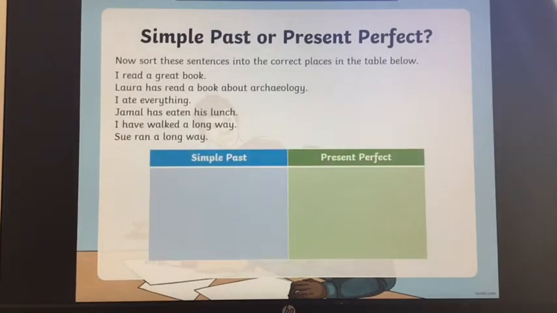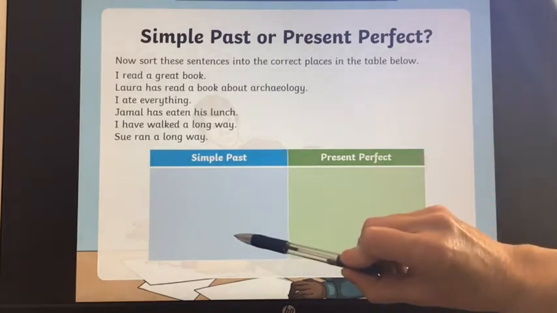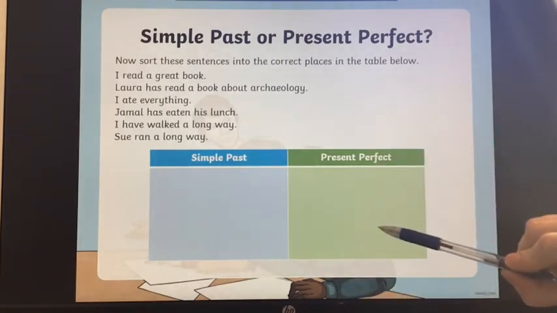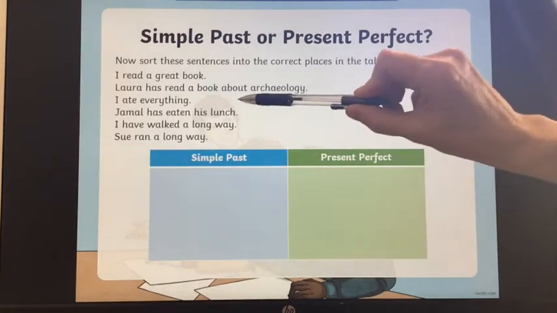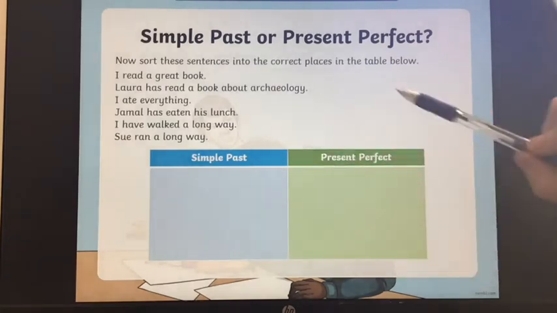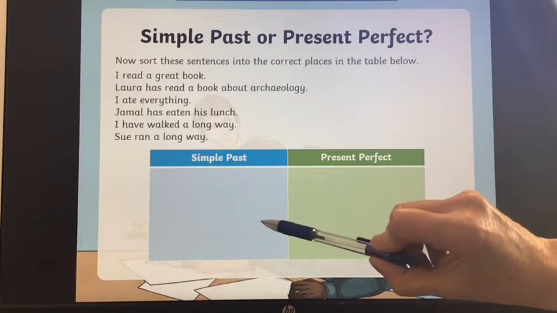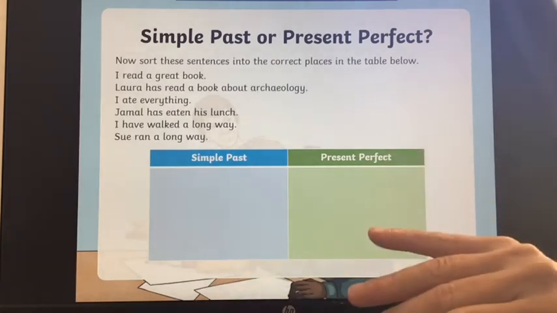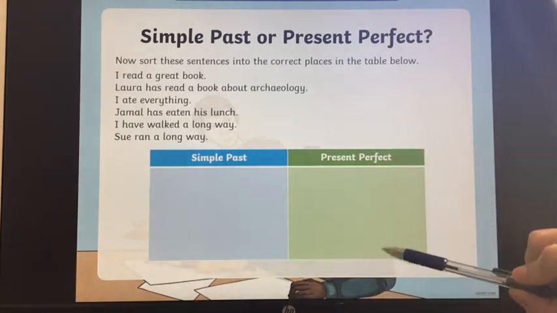What you need to do is draw another chart, put the simple past tense and then the present perfect tense, and try and sort these sentences, there'll be 3 this side and 3 that side, into the tense that they are written in. Remember, the simple past is something that happened and is finished. The present perfect is something that's happened and is continuing, or something that finished only just recently. Stop the video and give this a go.